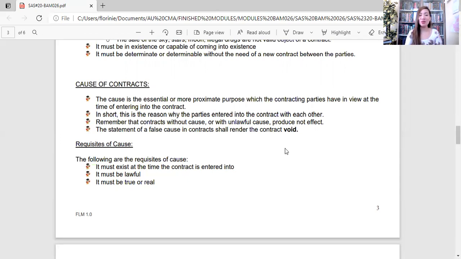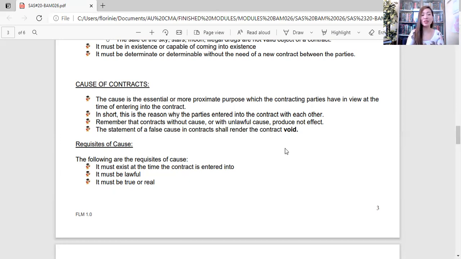So, i-discuss natin yan pwede sa taxation, no? Para makaiwas sa tax yun. Alam na illegal yun, ha? Ito nga, in fact, ang sabi rito, kapag false yung cause mo, hindi totoo, the contract is void.